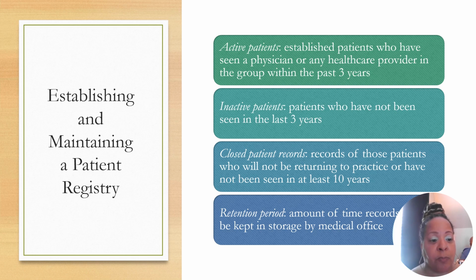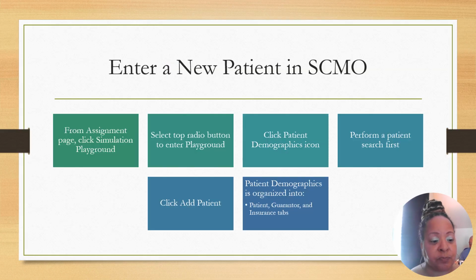Establishing and maintaining a patient registry. Active patients are established patients who have seen a physician or any healthcare provider in the group within the past 3 years. Inactive patients are your patients who have not been seen in the last 3 years. A closed patient record is the record of patients who will not be returning to the practice or who have not been seen in the last 10 years. Retention period is the amount of time the records are kept in storage by a medical office, and that's usually, depending on the office, between 3 to 7 years.